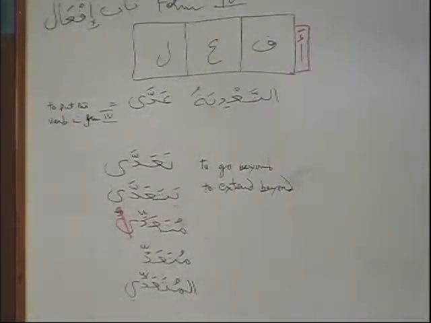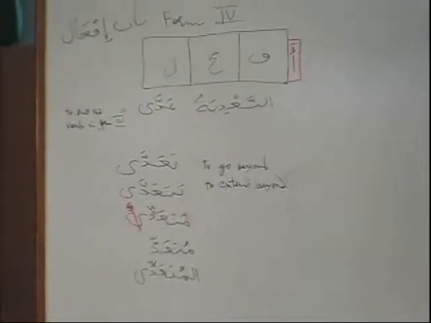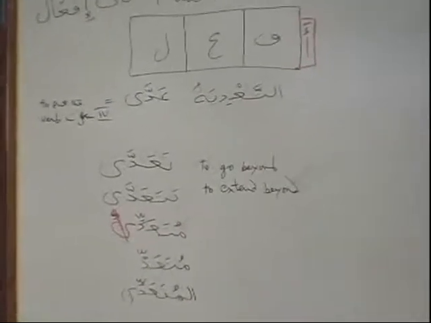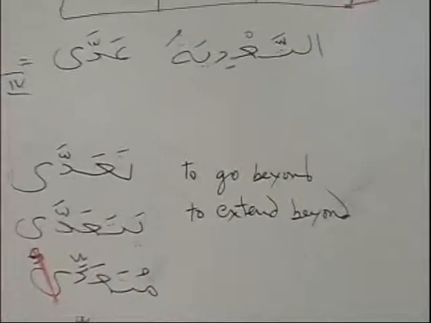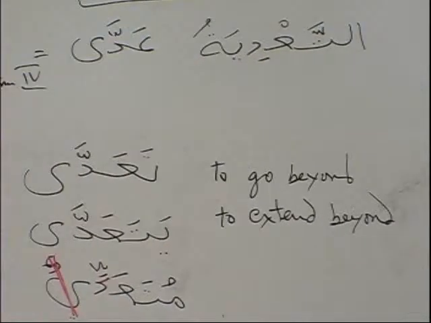So, a transitive verb, brothers and sisters, needs a subject. But I would rather say every verb needs a subject. You cannot have a verb and not have a subject. If there is an action, there has to be a doer of action. If action takes place without a doer, then it is a miracle. Only Allah can do it. But for action to take place, somebody has to be the doer of the action, and that is your subject. Okay, brothers and sisters?